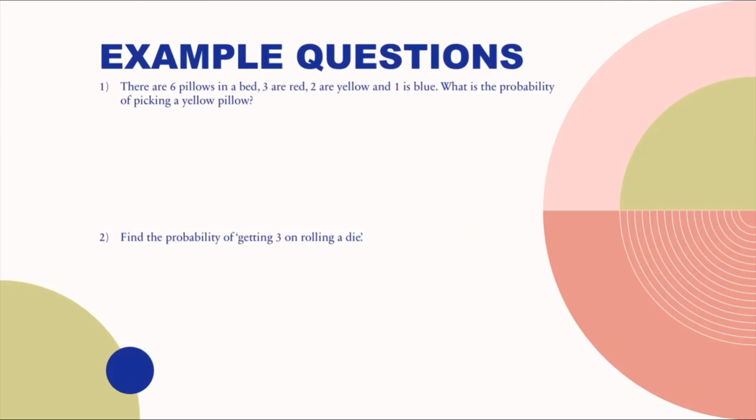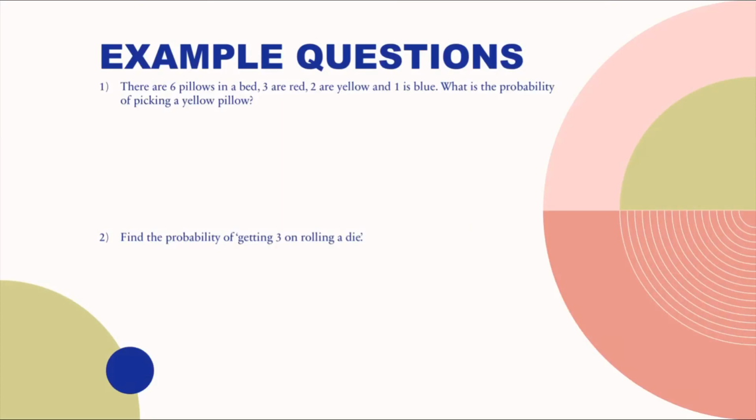Question 1 says, there are 6 pillows in a bed. 3 are red, 2 are yellow, and 1 is blue. What is the probability of picking a yellow pillow? Now let's observe this question properly. 6 pillows in a bed, that means that is the total number of outcomes. 3 are red, 2 are yellow, and 1 is blue. So now it's asking us how probable it is to pick a yellow pillow.